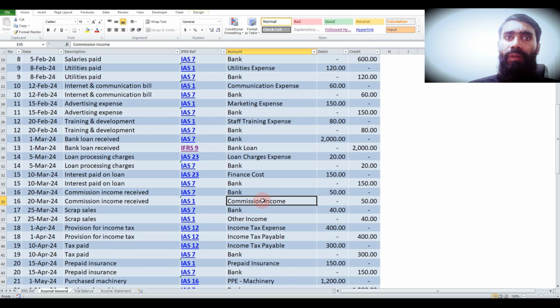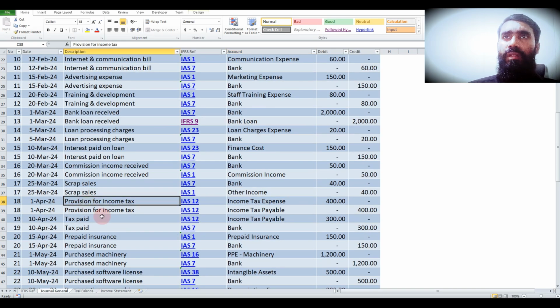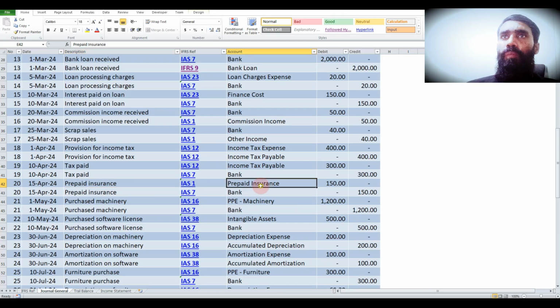When the income increases, it will be credited. Scrap sales, it's also another income. Bank debit, other income, credit. Provision for income tax expense debit, income tax payable credit. I didn't pay the income tax here, so I passed the entry to the payable account. Tax paid: income tax payable debit, bank credit. Prepaid insurance debit, bank credit.